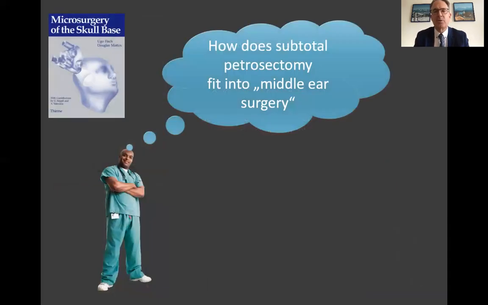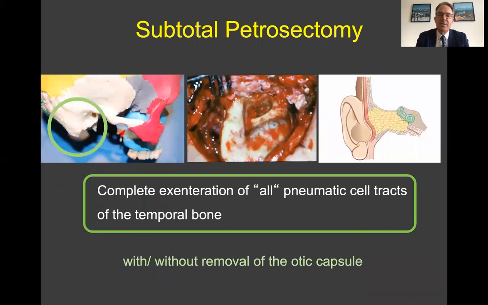Now, how does subtotal petrosectomy fit into conventional middle ear surgery? The concept is a complete exenteration of all pneumatic cell tracts of the temporal bone with or without removal of the attic capsula. Now, if I say all, and all is in brackets, you see on these pictures that the apical cells are not exenterated, only in case of labyrinthectomy or cochlear removal. So it's almost all the cells if you leave the inner ear intact.